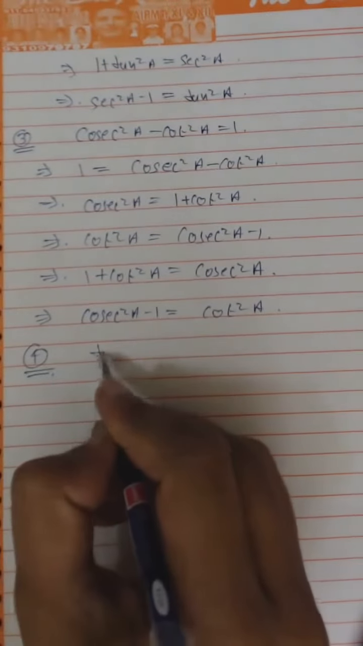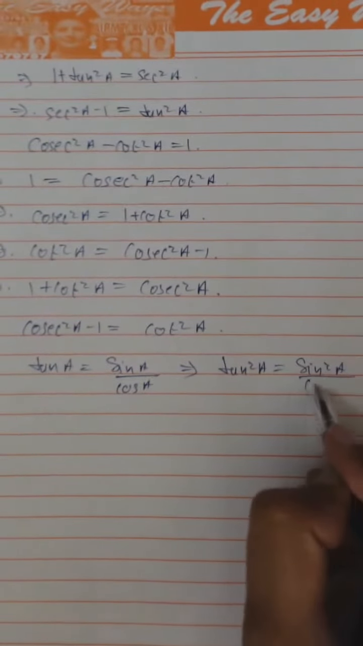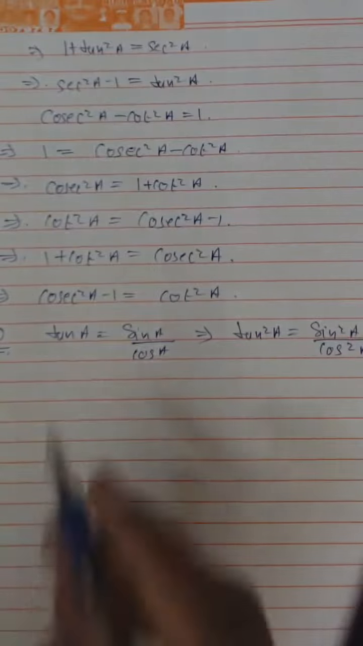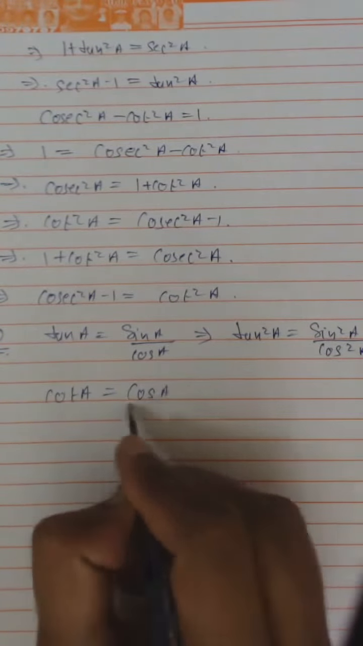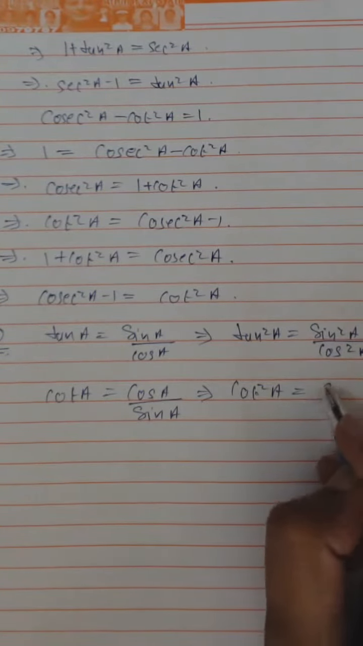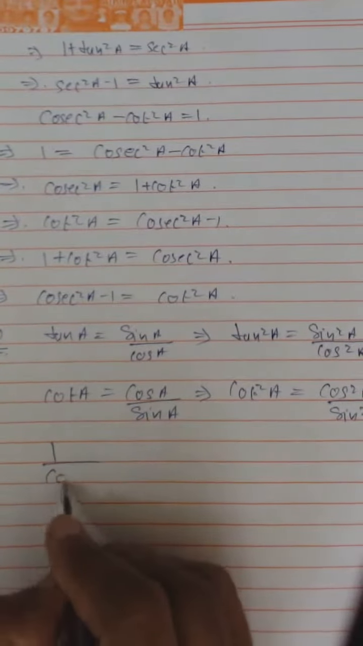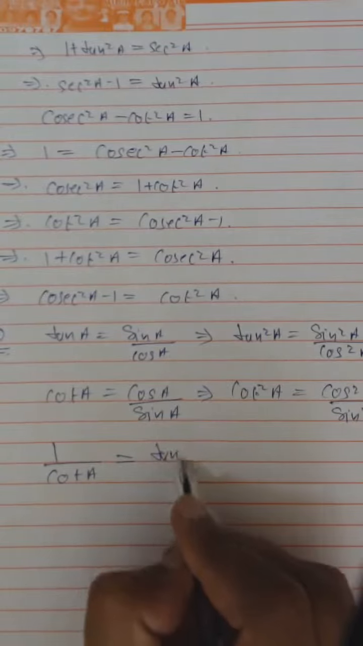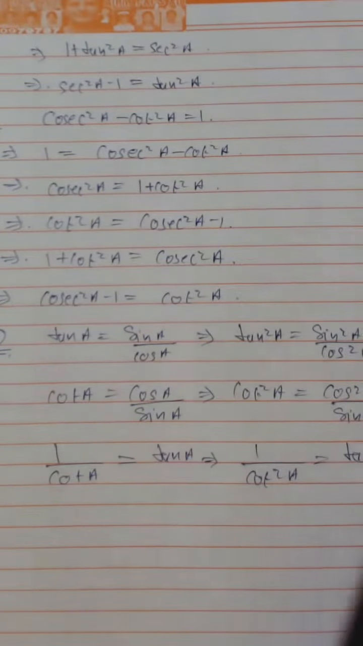Next, tan A is sin A upon cos A, which implies that tan square A is sin square A over cos square A. Cot A is cos A over sin A, which implies that cot square A can be written as cos square A over sin square A. One more thing, the reciprocal of cot A is tan A. So 1 upon cot square A gives you tan square A.